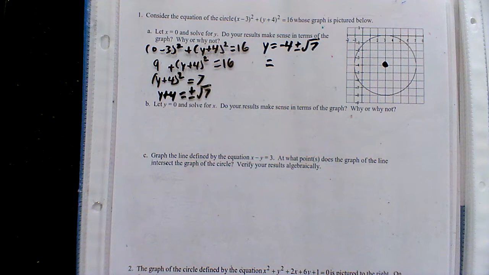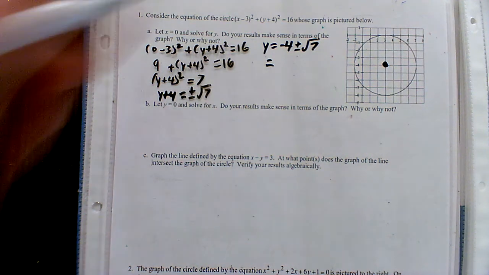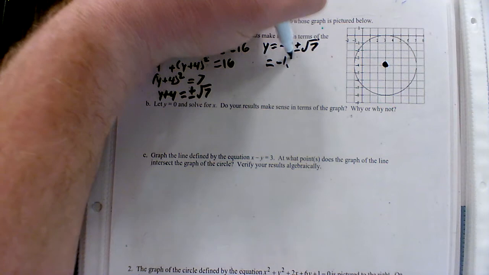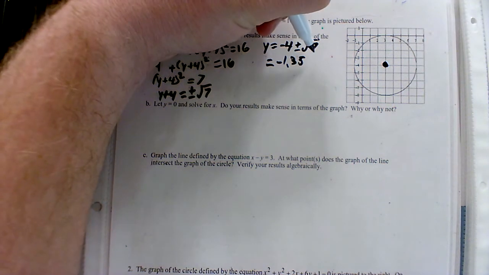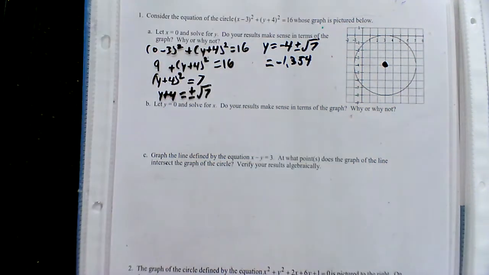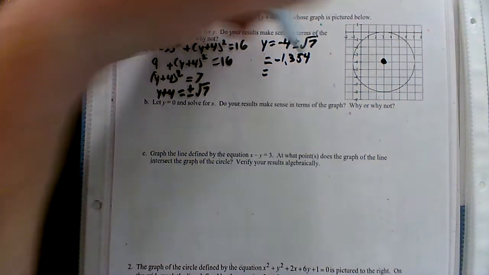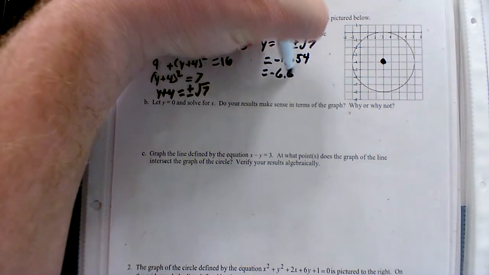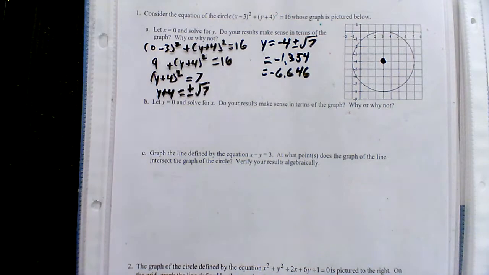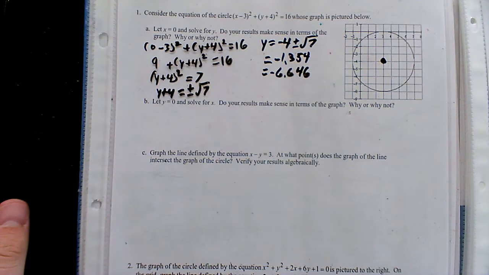Alright, who has one or both of them? Somebody give me one. Yeah, go ahead. -1.35. I have -1.354, but yeah, if you round to 2 decimal places, that's fine. Anybody have the other one? The other one is what? Kyle? -6.646.